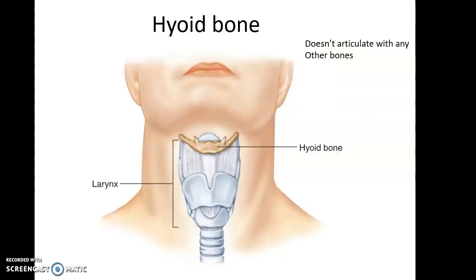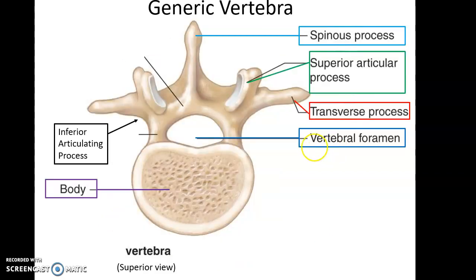Moving on to the hyoid bone. The hyoid bone is a U-shaped bone found in our throat. It connects to the larynx, and it is the only bone that does not form a joint, does not articulate with other bones.